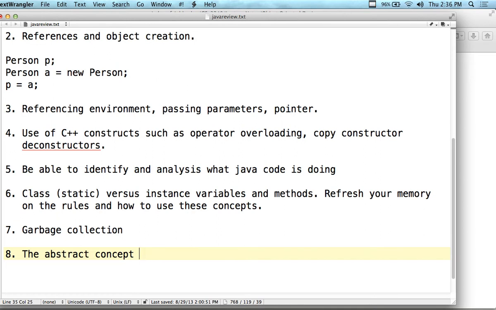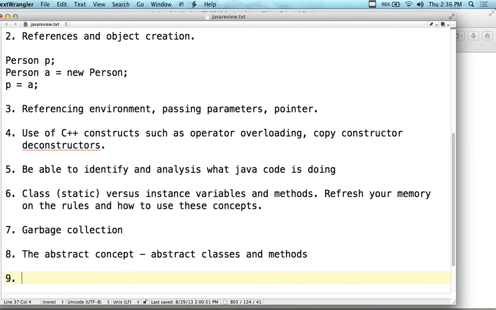So the abstract concept, aka, let's just put here, abstract classes and methods. Know how to use them, what they're used for, what they achieve. You don't have to memorize all the rules. It's not like a trivia question. Everything's very straightforward. So number 11 is on abstract.